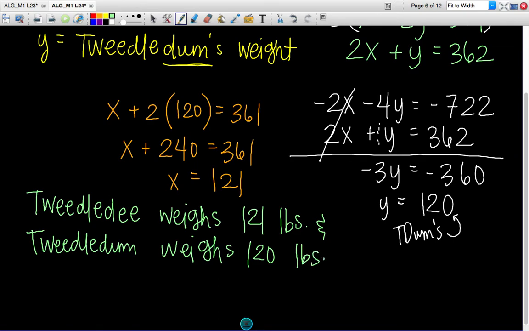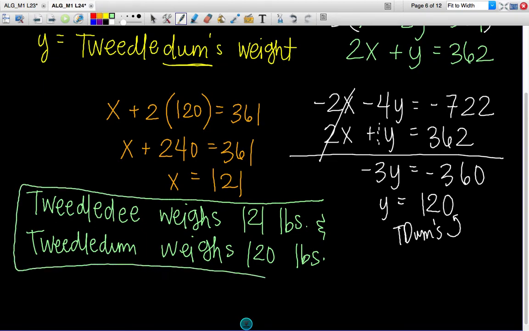So this problem could have been very confusing had you not defined your variables from the very beginning. So it's always important that you define your variables and actually show me that you are defining your variables.